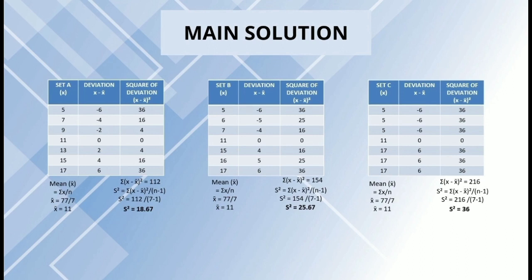Now we have the value for the variance. For standard deviation, it's just the square root of the variance. So for set A, the square root of 18.67, we get 4.32. In set B, the square root of 25.67, we get 5.07, while in set C, we get 6.